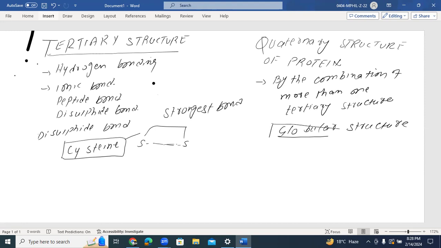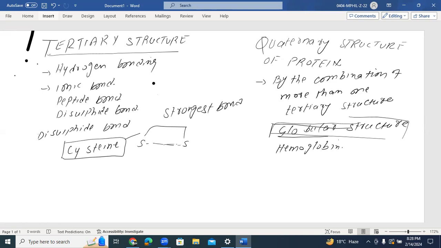This globular structure is very important in case of protein which is going to perform any specific function. And we will get some examples. For example, there is hemoglobin. It is a globular structure, and we will see that if the globular structure of hemoglobin changes, it will not be able to perform its function, and there will be a specific disease that we will discuss very soon.